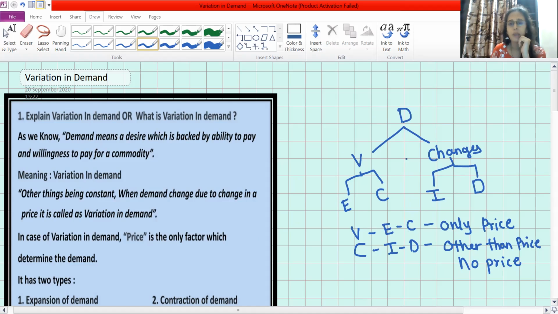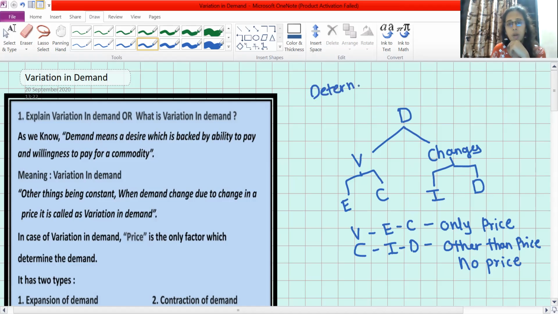Only the thing is that sometimes you may get confused about which is the type of increase and decrease, and which is the type of expansion and contraction. So better we remember these words. CID. C stands for changes, I for increase, and D for decrease. So we will assume that CID does not change price, so it will look like CID no price. No price means other than price, demand is changing. This we have studied in the determinants of demand.